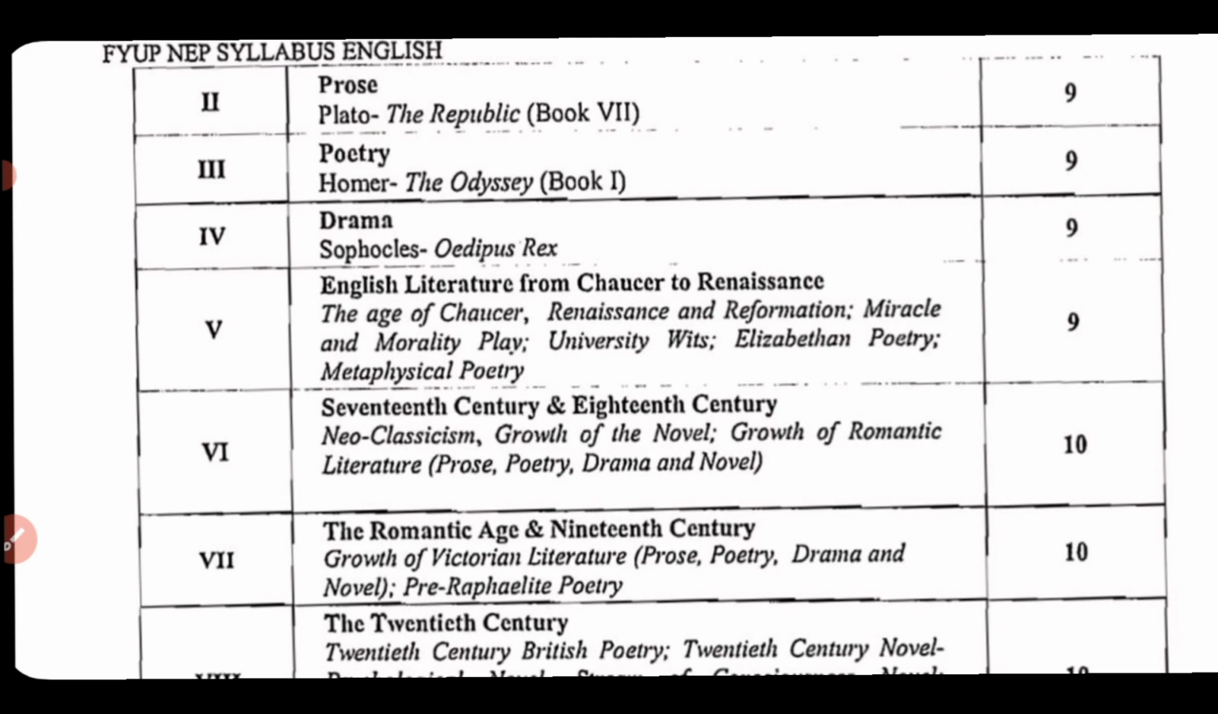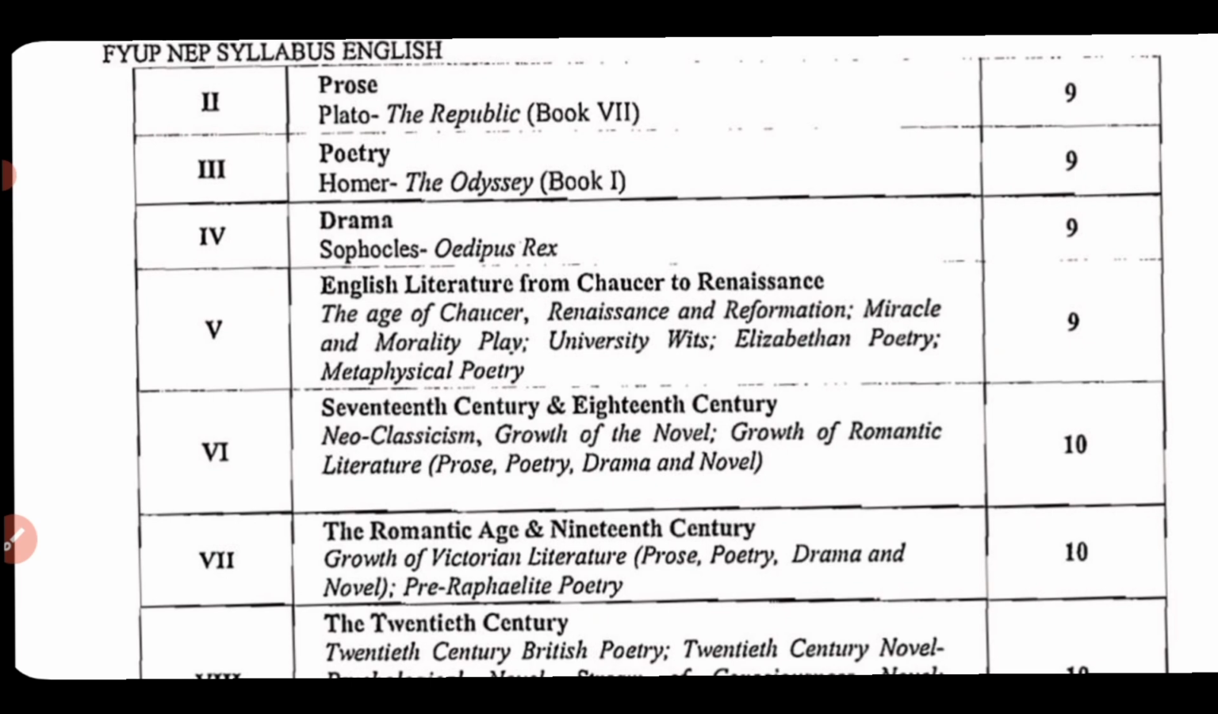Now we will move on to Unit 2. In this unit you have to study Plato's The Republic, Book 7, and here you will study the famous allegory of the cave, one of the greatest philosophical ideas in world literature. The chapter begins with knowledge, ignorance, education, reality, and truth.